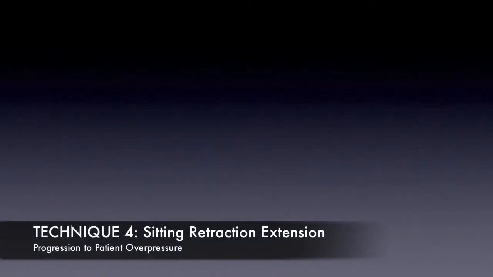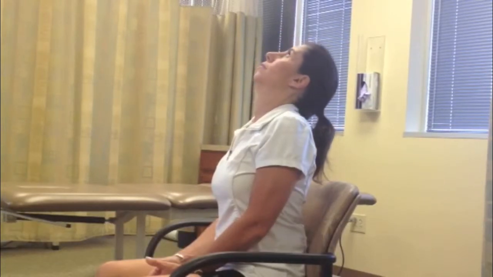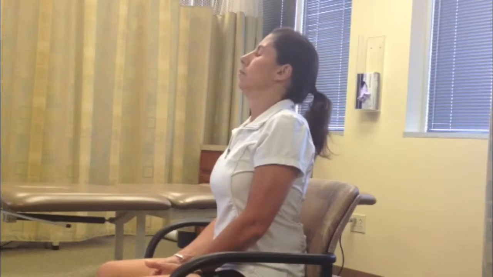Sitting retraction extension, progression to patient overpressure. This technique can be performed without support, with hand support, or with towel support. If the patient performs this exercise without support, she progresses from retraction to extension. She is going into end range retraction before moving into extension by tilting her head backward. However, these two components of retraction and extension are performed seamlessly.